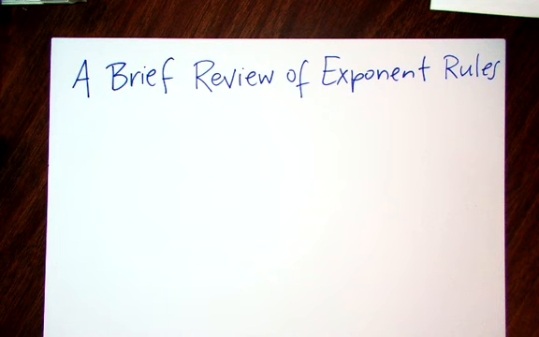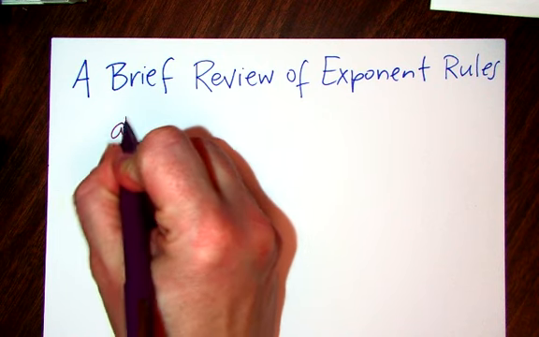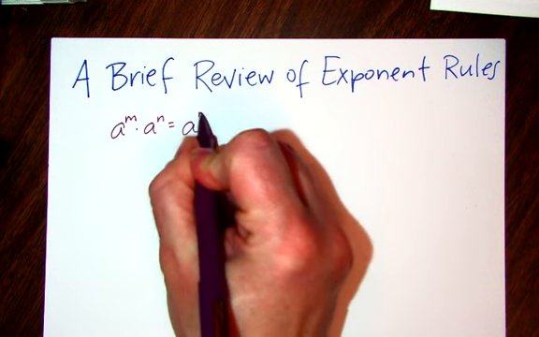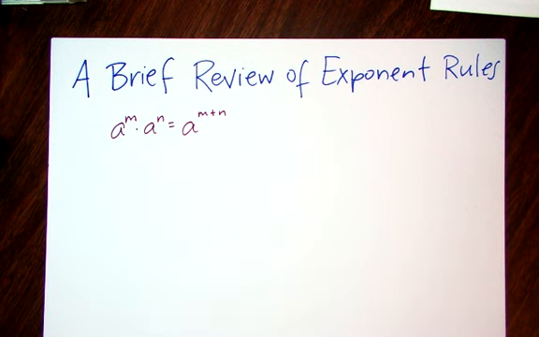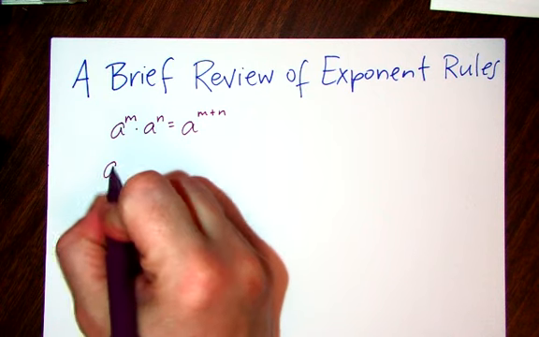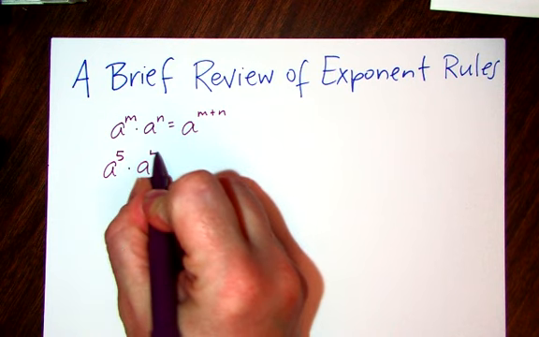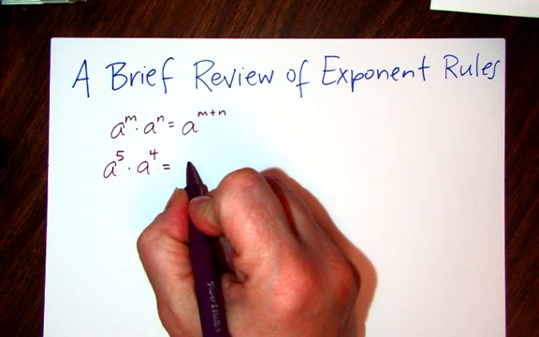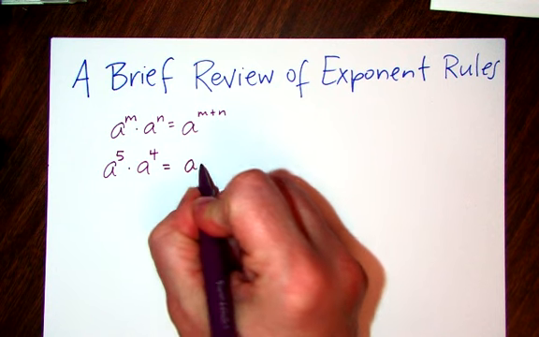Alright, so we're going to do a quick review of our exponent rules, and the first one we're going to look at is multiplying two things with the same base. And you can see here that if I multiply a to the m times a to the n, where of course a is the base, they have the same base, they're both base a, what we end up doing is adding the exponents. And if we look at it with some numbers, it's clear to see why that's the case.